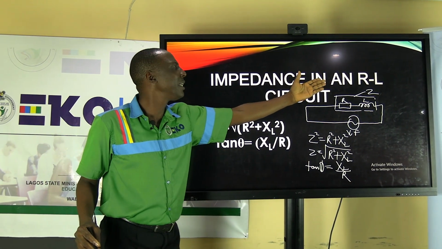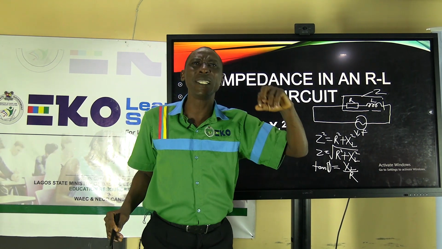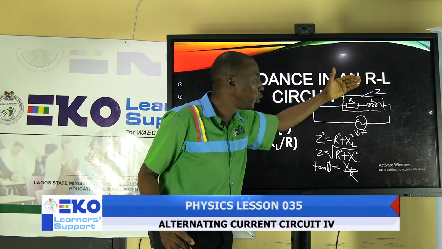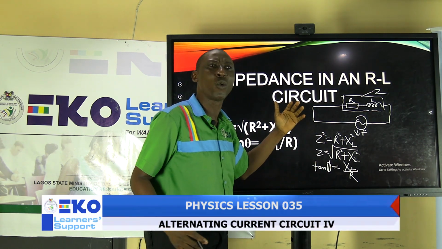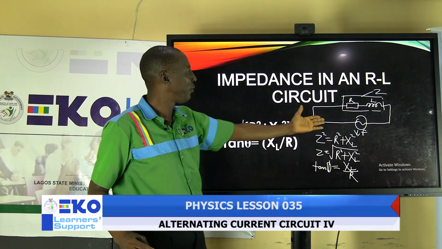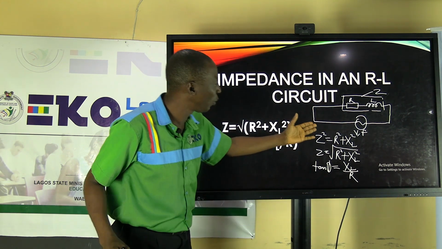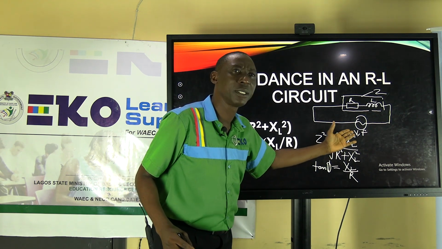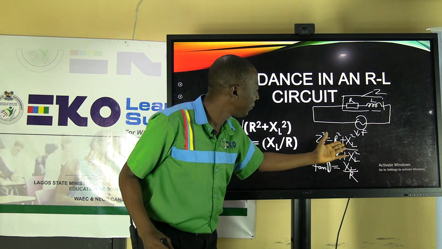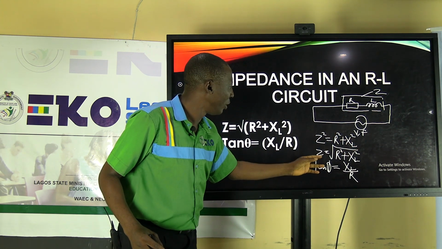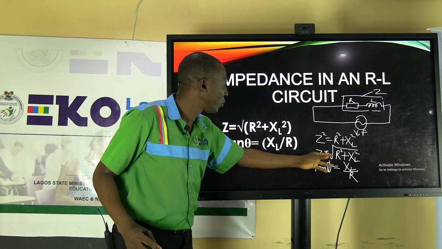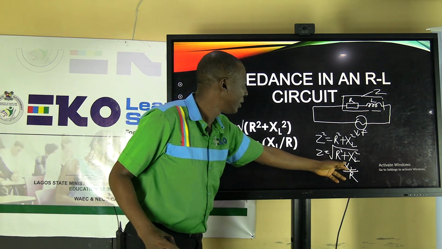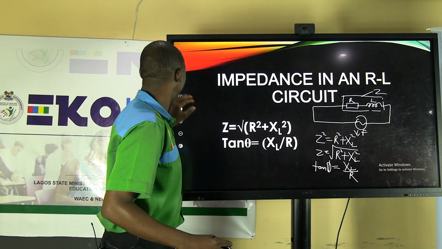The moment you see this symbol, you must be able to interpret what each part means, because once you see this in an examination, you can deduce what the question wants from you. Impedance square equals resistance square plus inductive reactance square. Then you introduce the square root, and tan phi equals inductive reactance over resistance.